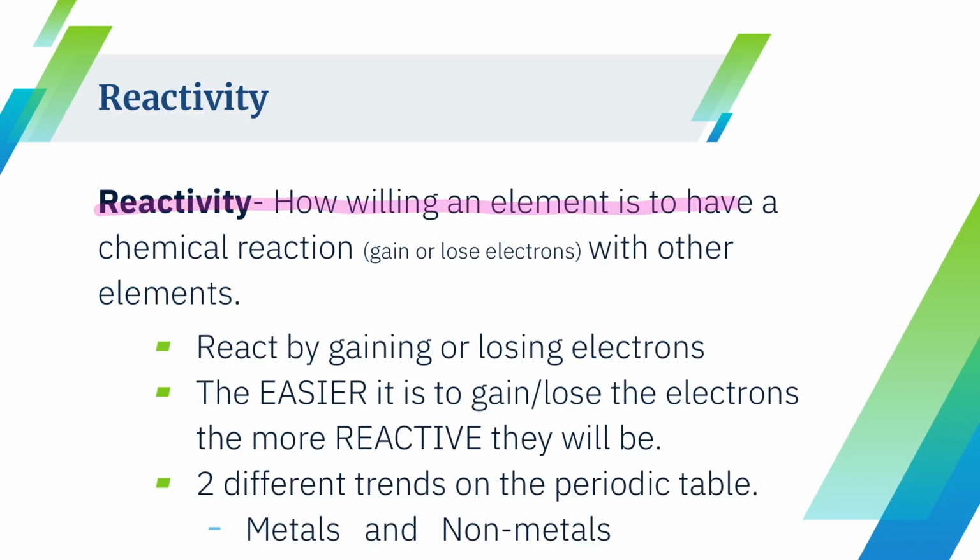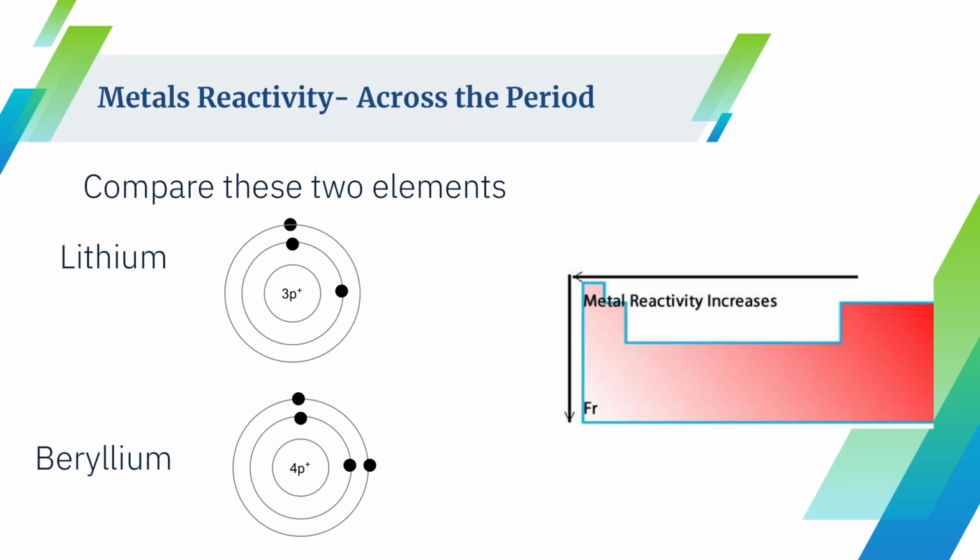Reactivity is how willing an element is to have a chemical reaction, whether it's gaining or losing electrons with other elements. Elements react by gaining or losing electrons. The easier it is to gain or lose electrons, the more reactive they will be. There are two different trends on the periodic table, the metals reactivity trend and the non-metals reactivity trend.